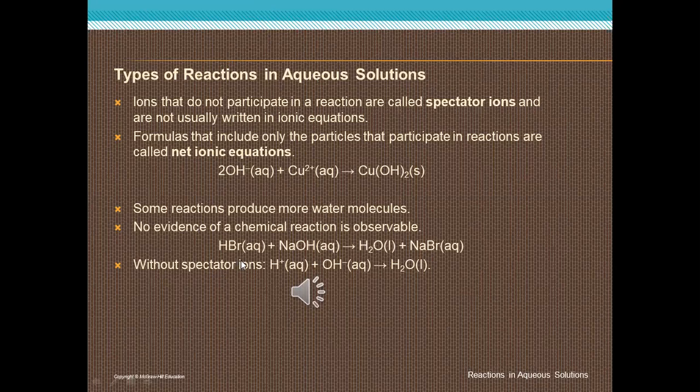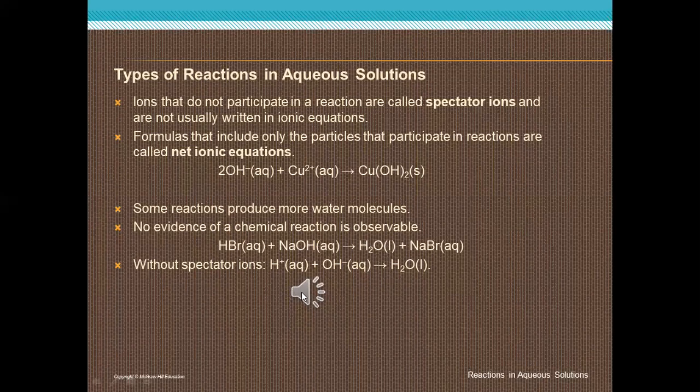Some reactions produce more water molecules. No evidence of a chemical reaction is observable, as HBr aqueous solution plus NaOH, also aqueous solution, to produce NaBr plus H2O. So some reactions produce more water molecules like this, and no evidence of chemical reaction is observable. Without spectator ions, H aqueous plus OH aqueous produce H2O. Okay, so it's called spectator ions, that are not usually written, because H positive plus OH negative produces H2O, water.